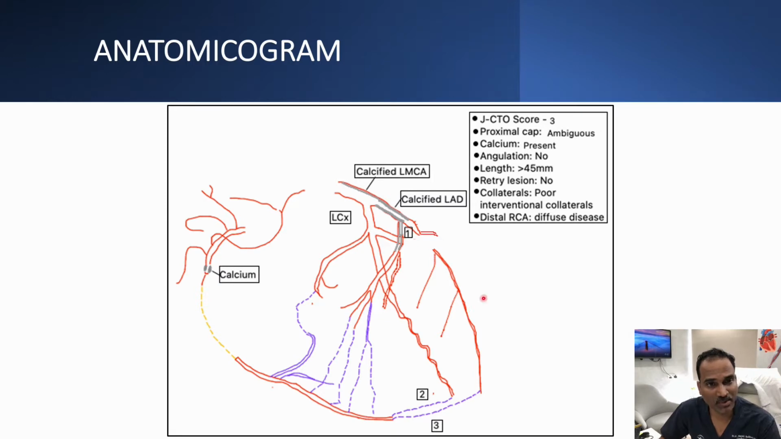So this is an angiogram of the patient. You can see this is a total occlusion, and there is a diagonal which is coming almost parallel, appearing like a microchannel to the distal LAD, and there is a lot of calcium here, and the length of the lesion is also long. We can say a J-CTO score of 3 for this patient, and he had multiple collaterals from epicardial as well as septal.